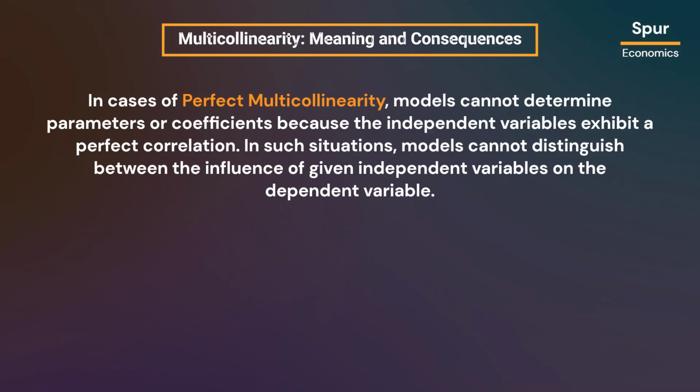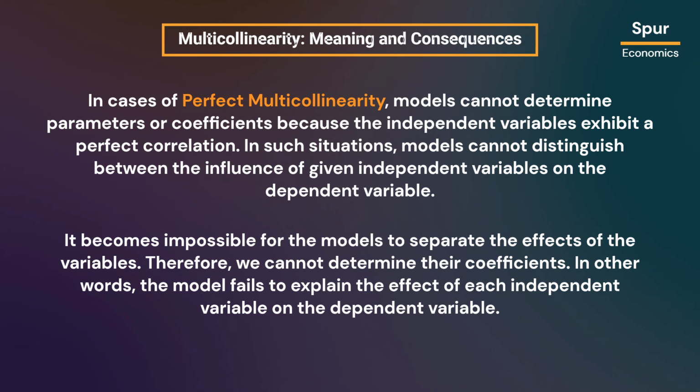In cases of perfect multicollinearity, models cannot determine parameters or coefficients because the independent variables exhibit a perfect correlation. In such situations, models cannot distinguish between the influence of given independent variables on the dependent variable. It becomes impossible for the models to separate the effects of the variables. Therefore, we cannot determine their coefficients. In other words, the model fails to explain the effect of each independent variable on the dependent variable.